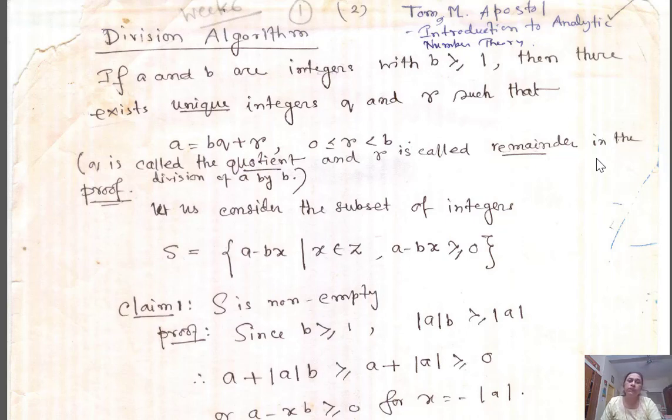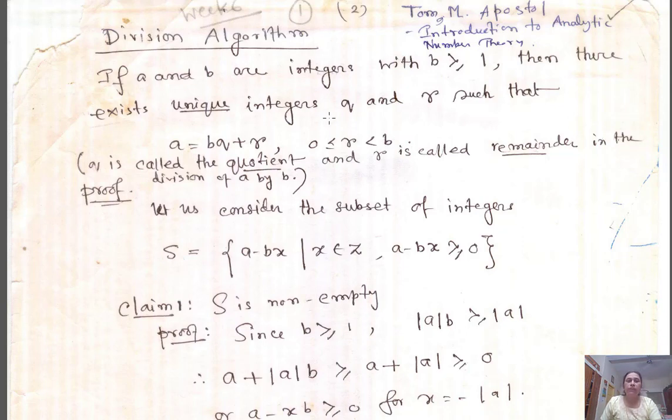We are now going to discuss proofs of certain results that we have mentioned in the earlier lecture. First one is the division algorithm. This result you already know: if you have some integer b greater than or equal to 1 and you divide another integer a by b, then there exists a unique quotient q and remainder r, where this r may be 0 or it may be less than b.